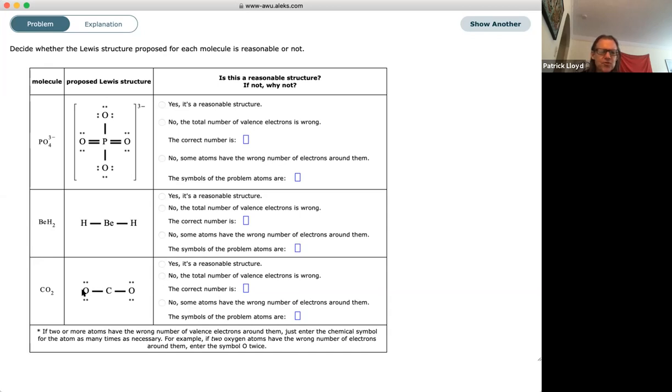So that's an O. Carbon is wrong. That's a C. Oxygen is wrong. That's an O. It says down here, for example, if 2 oxygen atoms have the wrong number of electrons around them, enter it twice, right? So you would put C, O, O, or O, C, O. Just make sure you get that in. Okay, and there you go.